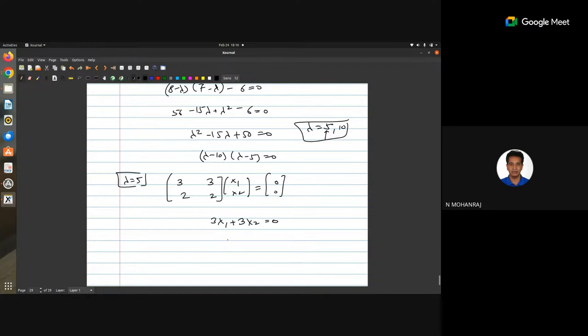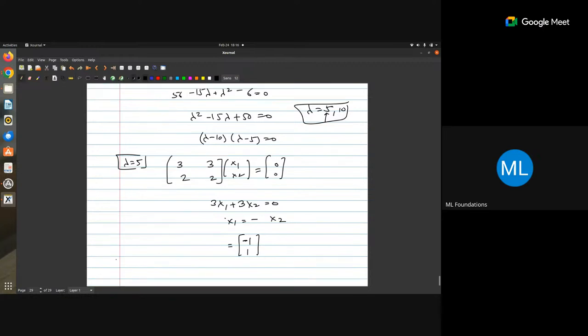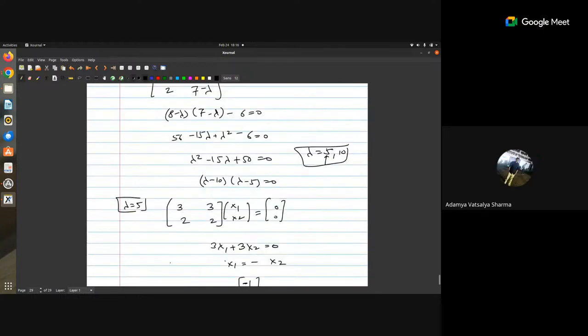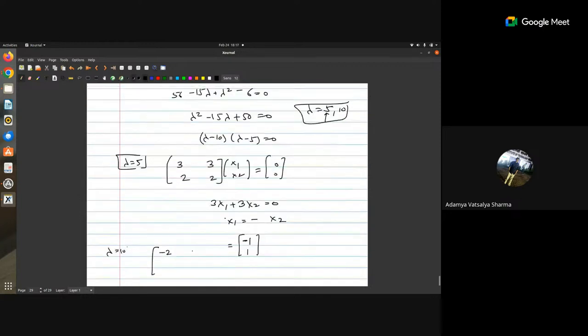So that is 3x1 equals to -3x2. So basically, you'll get x1 equals to -x2. And that means it is -1, 1. Yeah. Fine. Or 1, -1. Yeah, similar. So that is my one eigenvector. What about lambda equals to 10? So 10 means 8 minus 10 is -2, 3. It is similar as 1, -1 eigenvector also, right?